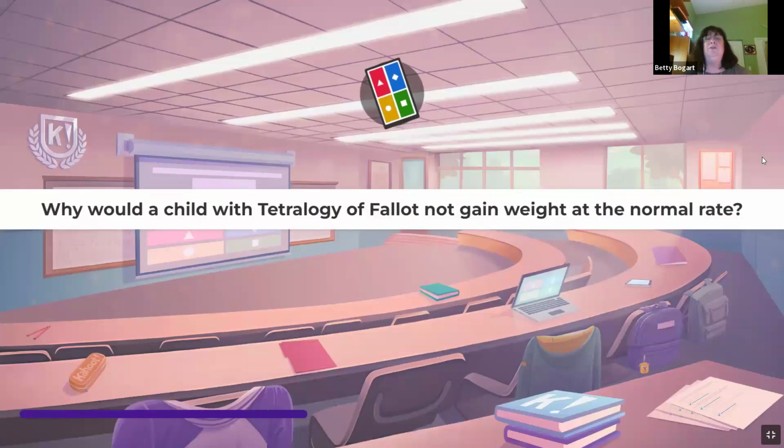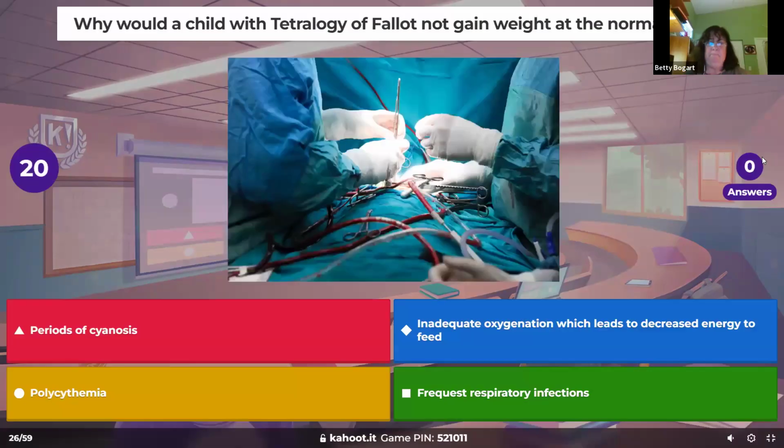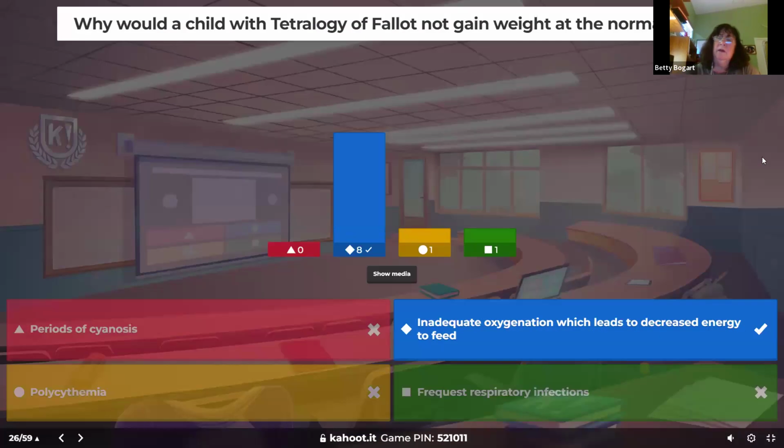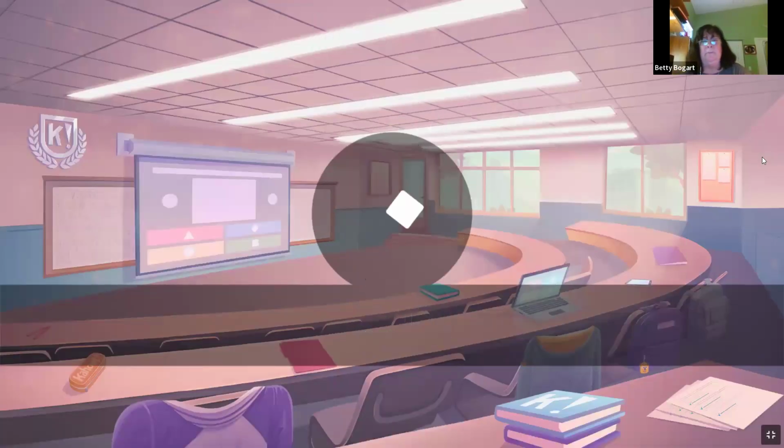Why would a child with tetralogy of Fallot not gain weight at the normal rate? So when they don't have enough oxygen, they don't have energy, so they're not going to eat. They tire out, so they're not going to be as big.